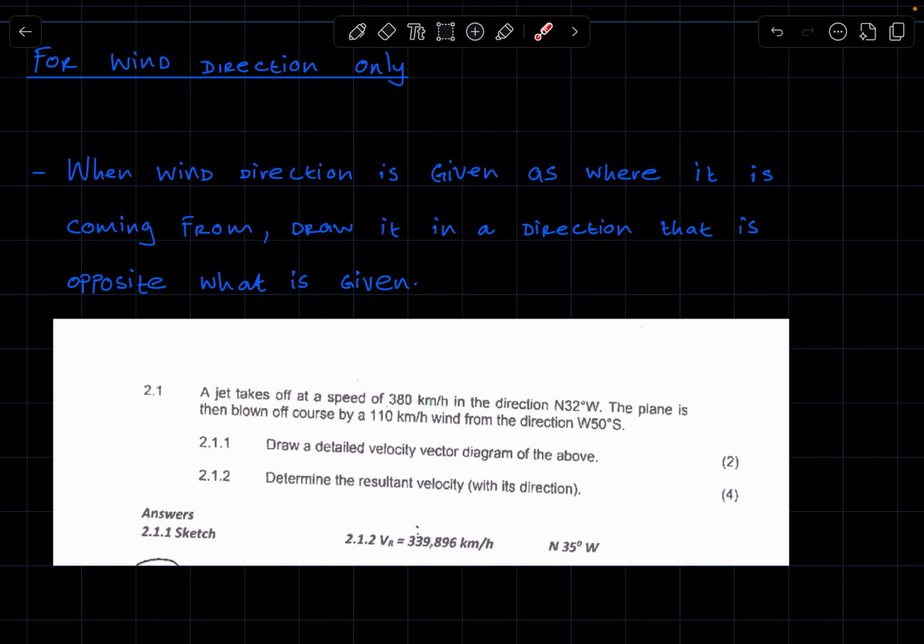Now, the first scenario is when the wind direction is given as where it is coming from. You draw it in a direction that is opposite what is given. So again, for this scenario, if the wind direction is given from the perspective of where the wind is coming from, when drawing the wind vector on the Cartesian plane, you draw it in a direction that is opposite the one that is given.